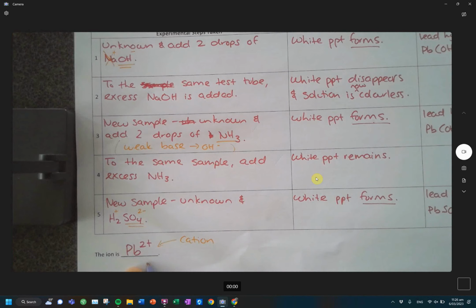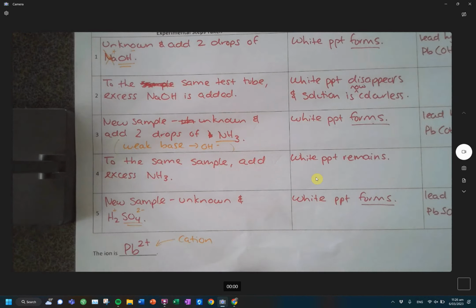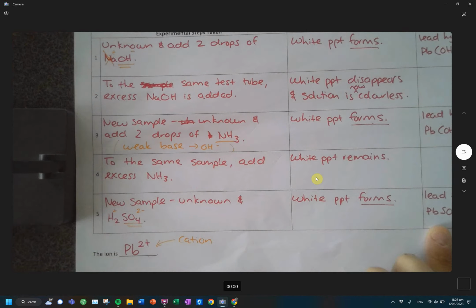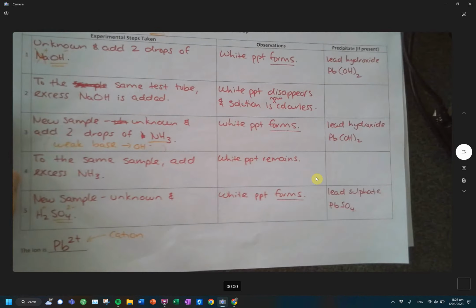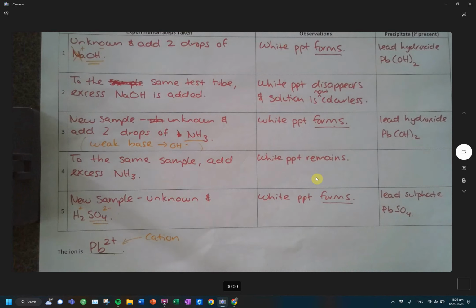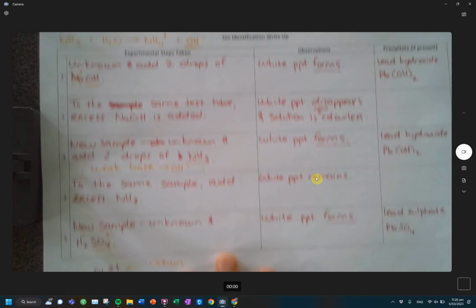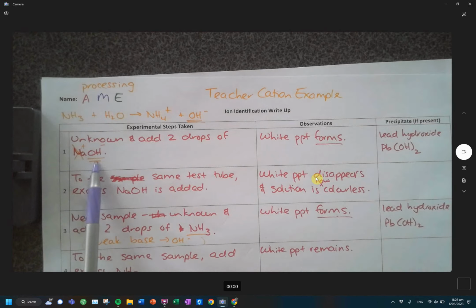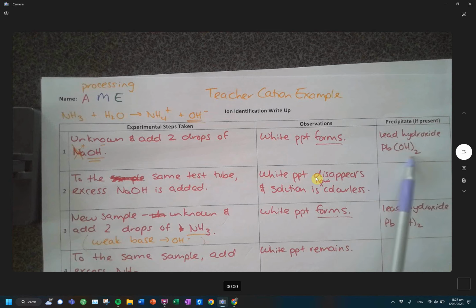So since I figured out that was lead, when I look here at this sample and I added sulfuric acid, the sulfate is going to be my anion in that case. So since I have a cation and an anion, lead sulfate is my precipitate in that first example. Are we good so far? All right, and then I do that work for the other ones that I saw with the white precipitate. This one's really easy because it's just the sodium hydroxide, and so that's lead hydroxide.